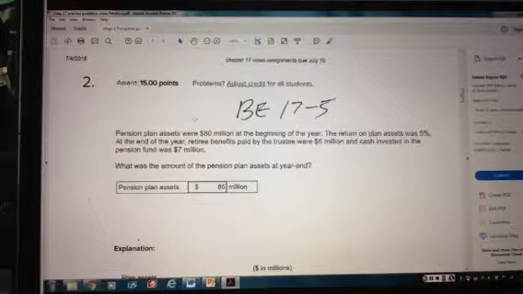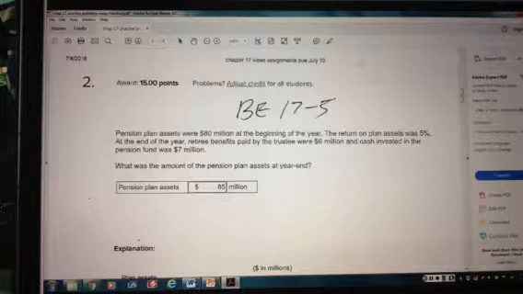17.5. How do we get the plan assets? Now, if you remember, for the plan assets, we start off with the beginning balance, and then we would add the actual return on plan assets. That's the investment income. We would also add the employer's contributions, and we would deduct any benefits paid to the retirees. That's how we would get the ending balance.